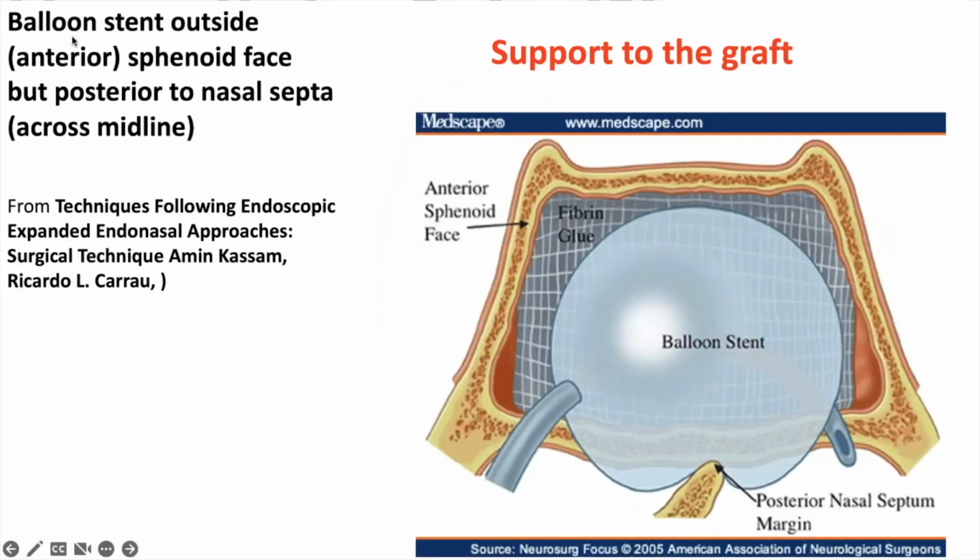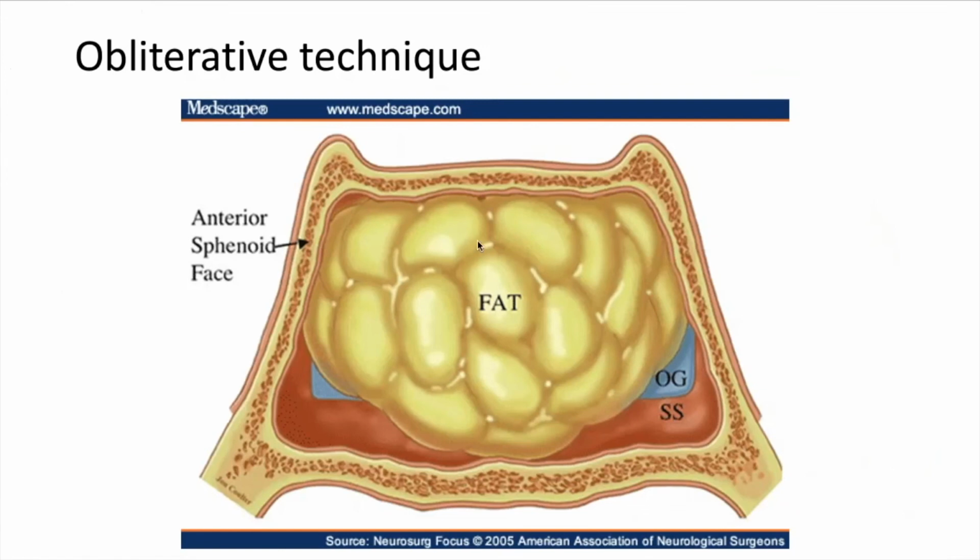Balloon, when it is used, should be outside the anterior wall of the sphenoid sinus. Do not inflate the balloon in the sphenoid sinus. It can cause compression on the nerve or on the vessel. The obliteration technique, when you obliterate the whole space using fat, is also quite effective. But in these cases, all mucosa should be removed, otherwise there may be mucocele.